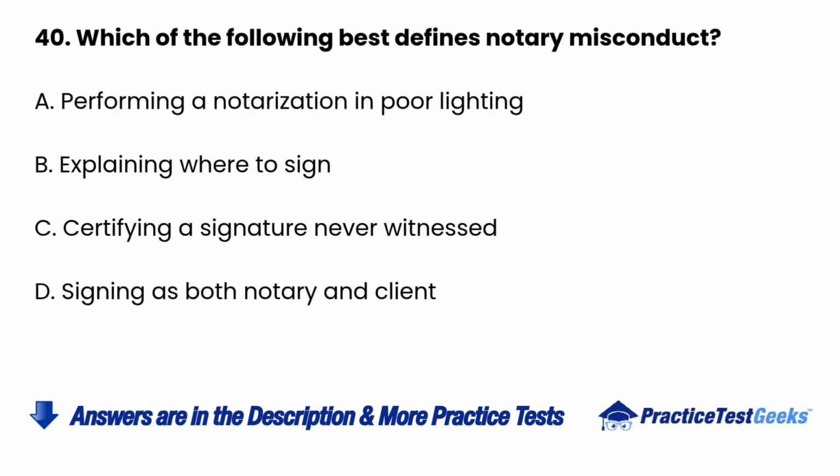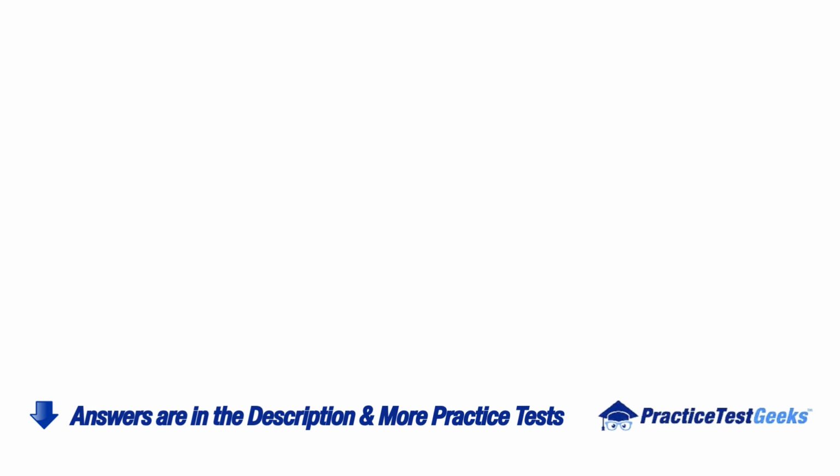40. Which of the following best defines notary misconduct? A. Performing a notarization in poor lighting. B. Explaining where to sign. C. Certifying a signature never witnessed. D. Signing as both notary and client.